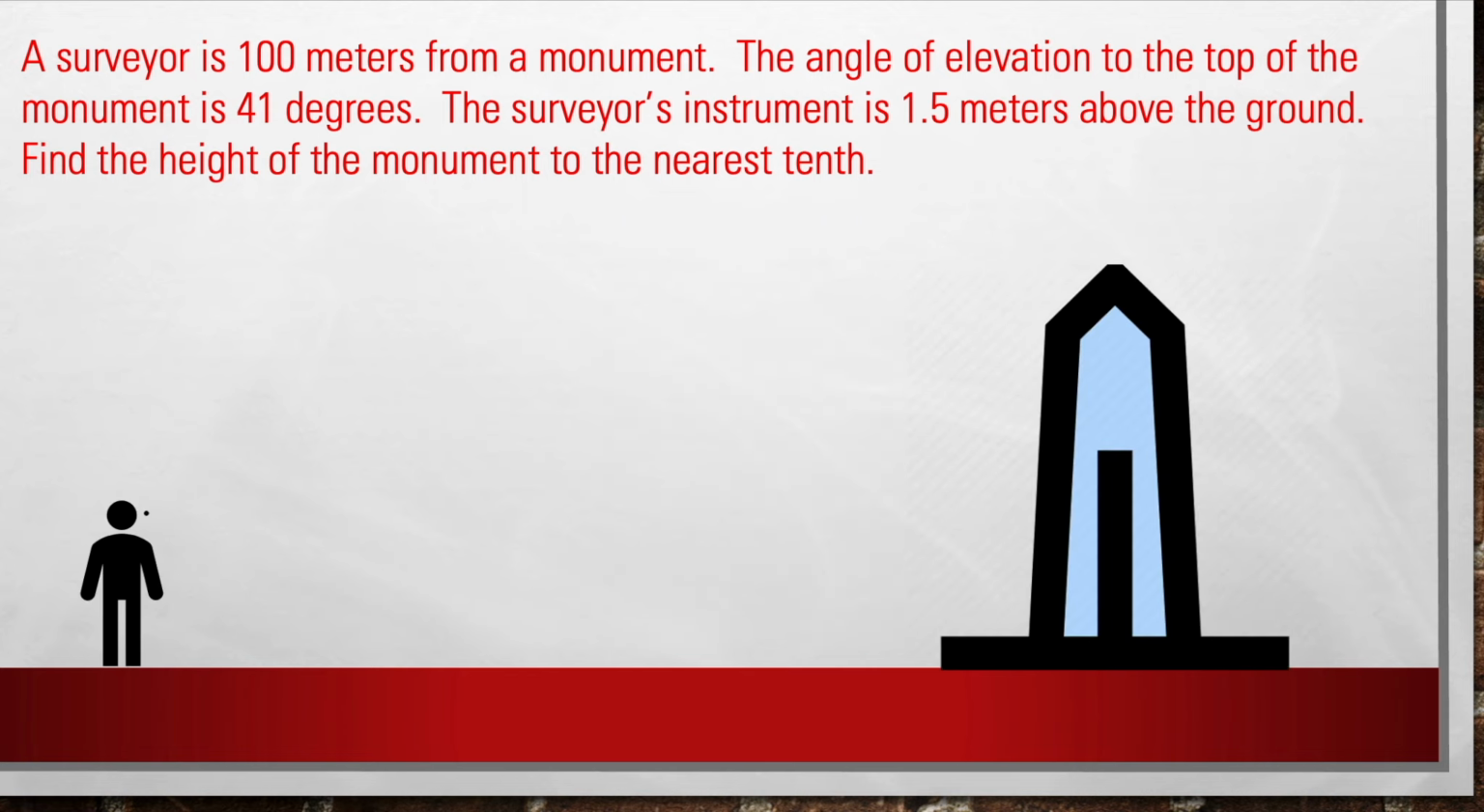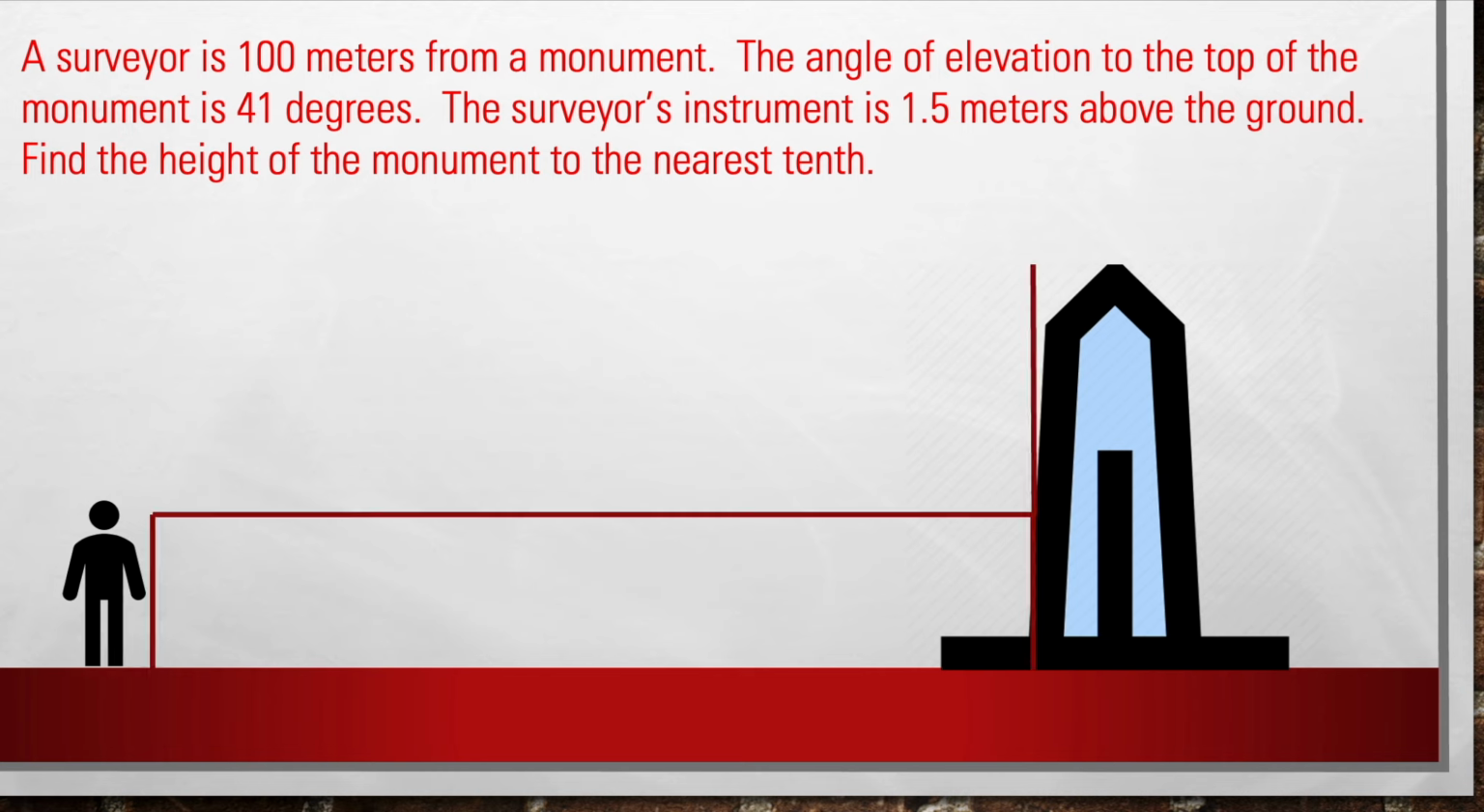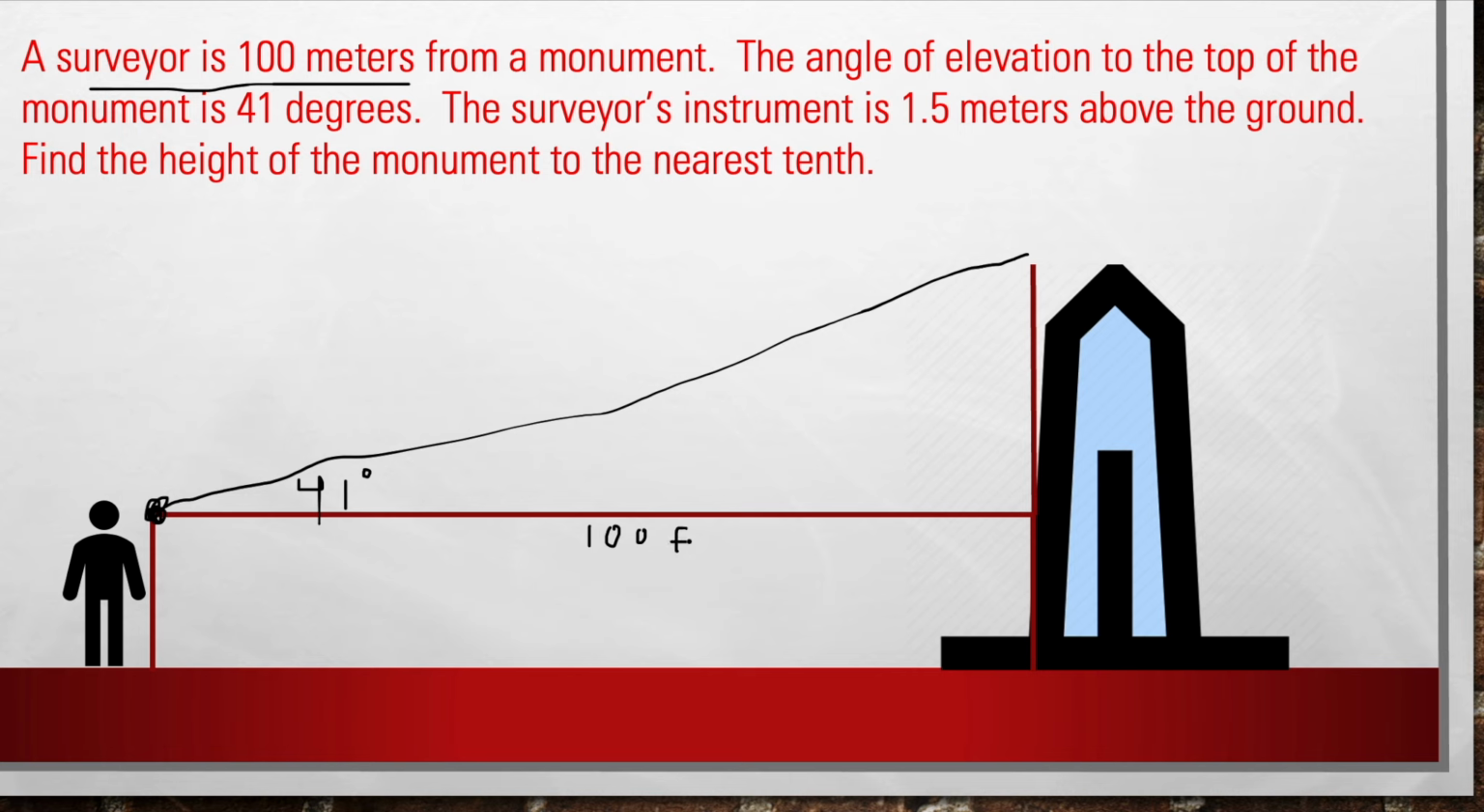And what it's saying is the angle of elevation to the top of the monument is 41 degrees. In this case, that angle of elevation is not going to be from the ground. It's going to be from wherever the surveyor's instrument is. So if you draw this horizontal line here and you draw a line to the top of the monument, your angle of elevation, which is 41 degrees, is actually going to be above the ground. It's going to be from the top of the instrument. And then we also know the surveyor is 100 meters from the monument. So this horizontal line here is going to be 100 meters.